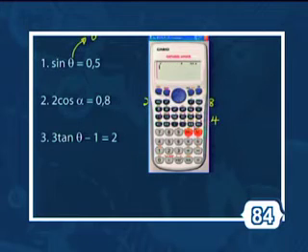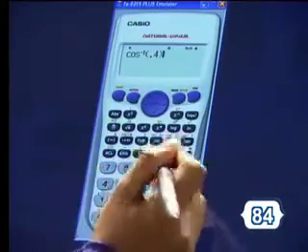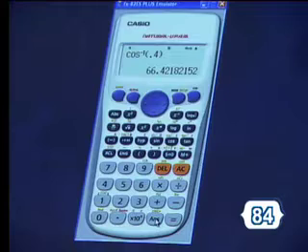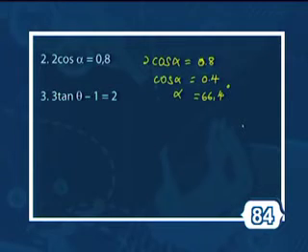So because we are looking for an angle, we start with the shift button, and in this case we are dealing with the function cos. So therefore we say shift cos of 0,4, which is the ratio, and we get an answer of 66,4, correct to 1 decimal place. And 66,4 degrees, because once again, remember, all your angles will be measured in degrees.